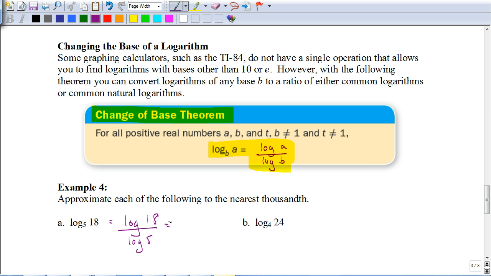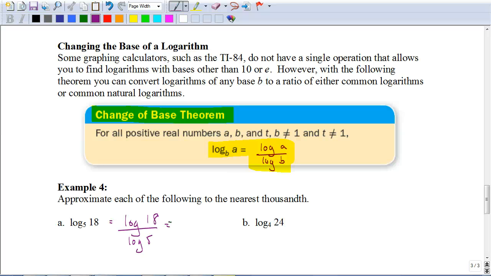Now, some of you might be saying, well, I don't need to know this because I have a CAS calculator. Well, sometimes you'll show up for a test and you won't have your CAS calculator. Maybe you forgot it at home, maybe it's out of batteries, or maybe something's not working right on it, or maybe you're taking a test where you can't use your CAS calculator at all. So that's why it's so important to make sure you know this change of base theorem.